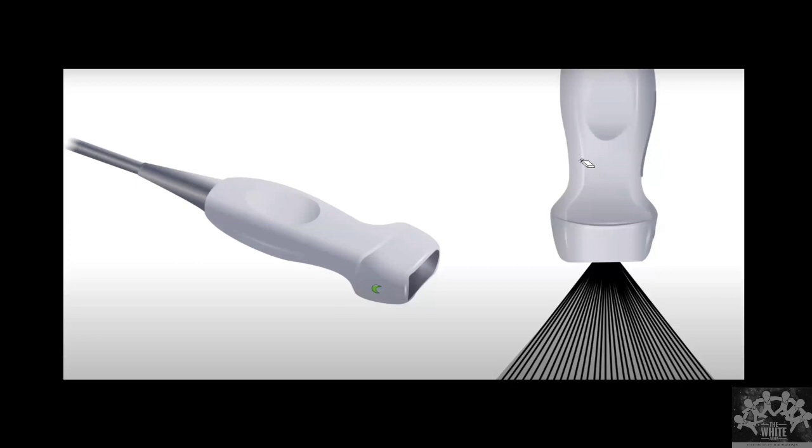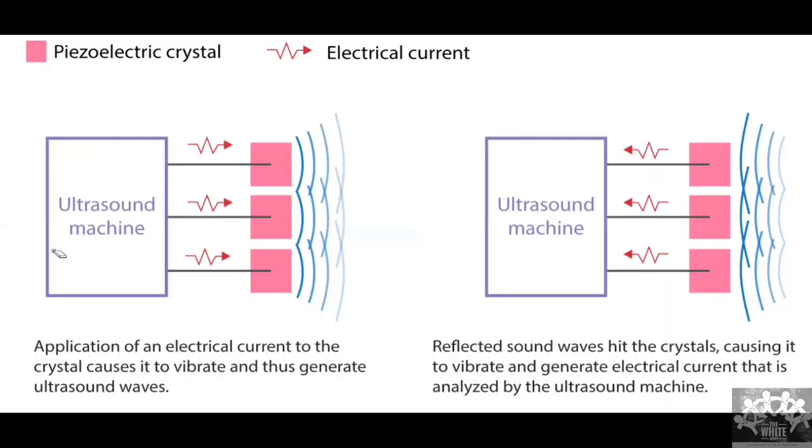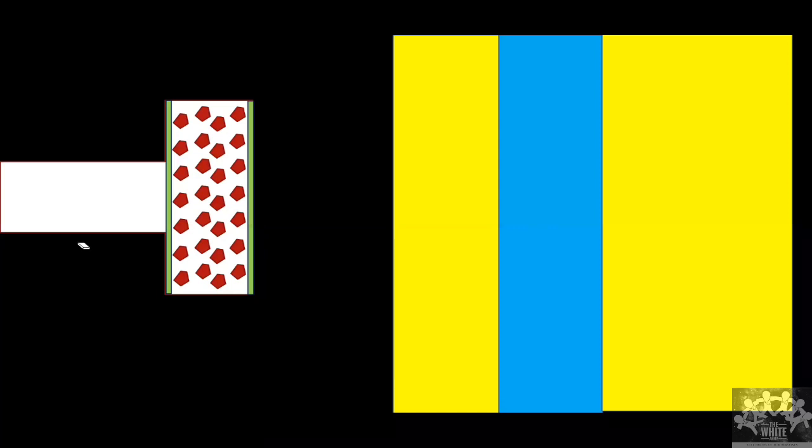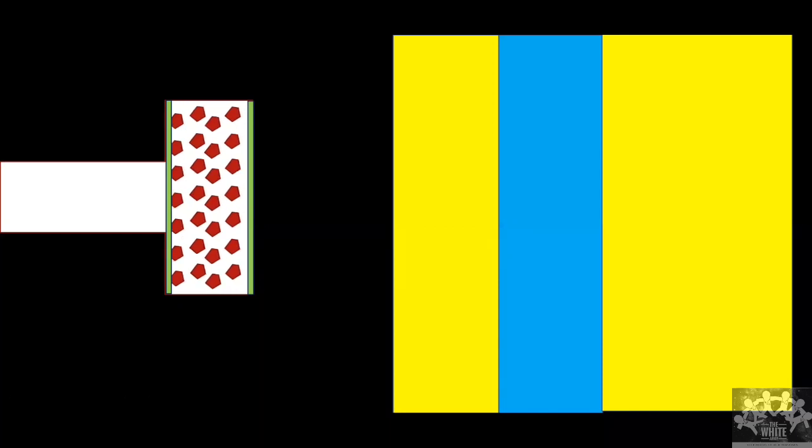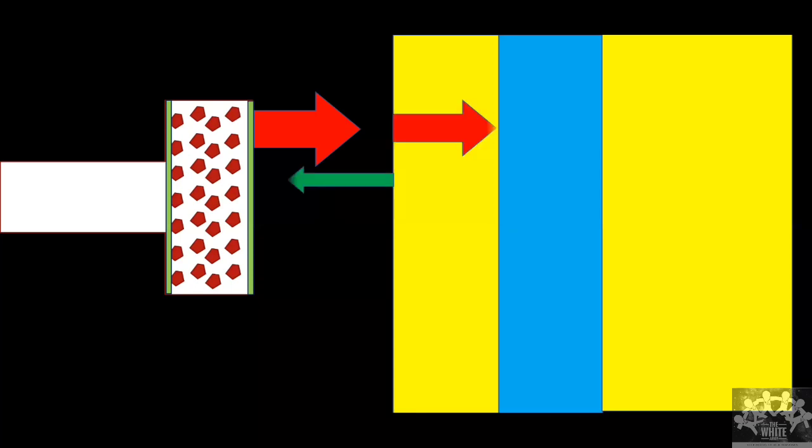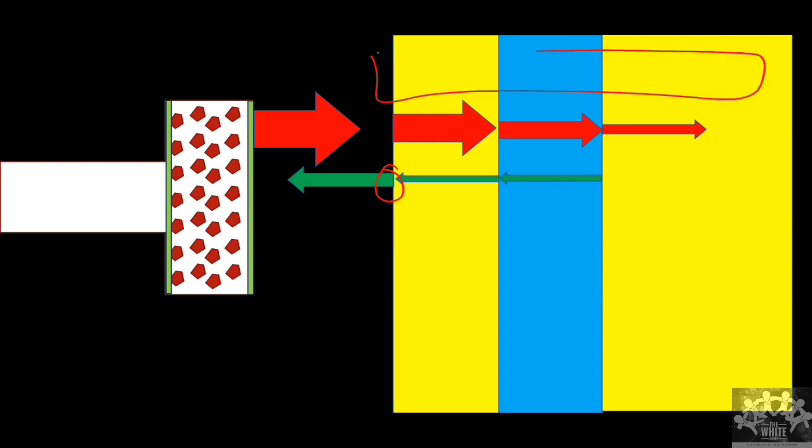Now, how exactly does it work, and why is the color different in different structures? Whenever we produce an ultrasound wave, we stimulate the piezoelectric crystal, which starts vibrating, and ultrasound is produced. Some of it is reflected, and the remaining passes through. When it meets the next interface, again some of it is reflected and the remaining passes through. This continues, so as we go deeper and deeper, the amplitude, the intensity, the loudness of the ultrasound that we have sent keeps reducing.